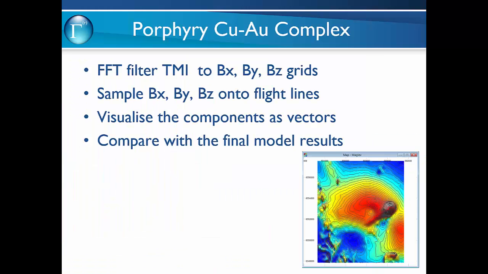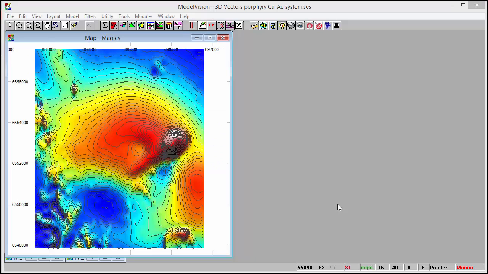This porphyry copper gold system will demonstrate the application of the FFT filter to the total field grids to generate BX, BY, BZ grids. We'll resample those onto the flight lines, and then we'll visualize the components as vectors and finally compare them with the modeling results. In this example, we're going to show the method of 3D component vector display on a potential porphyry copper gold system in New South Wales.